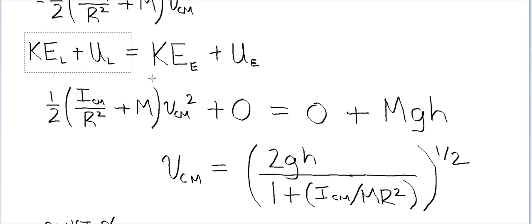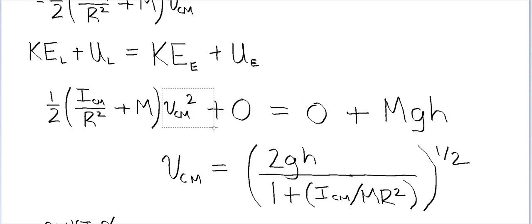So what we have here is that later kinetic energy plus later potential energy is earlier kinetic energy plus earlier potential energy. And so it has no potential energy when it's at the floor, so that term goes to zero, but it does have kinetic energy. At the beginning, if it was released from rest, it had no kinetic energy, but it did have mgh of potential energy. And so we can solve this for VCM, right?